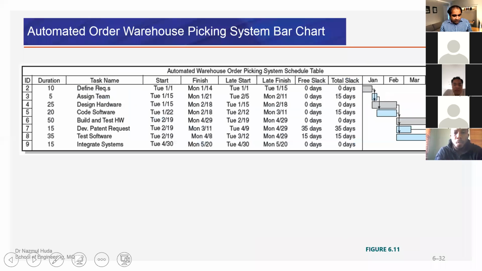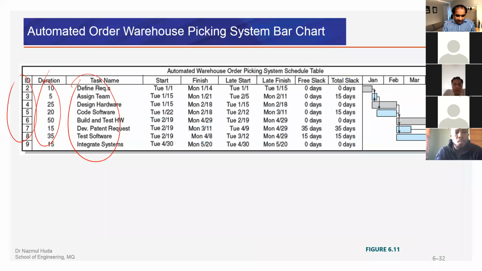Now this is again a screenshot taken from the Gantt chart. As you can see, we have the ID number, the duration, the task name, and the start and finish time, and it follows the calendar dates. So that takes into account by default, if there is, yes, it is Microsoft Project Professional.